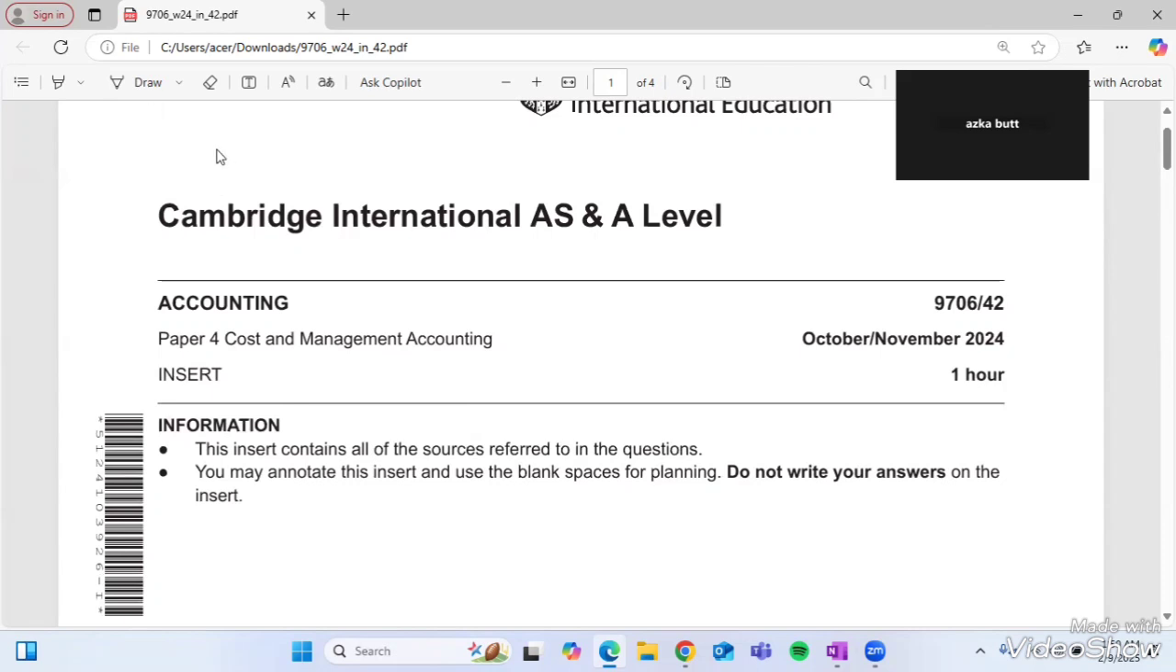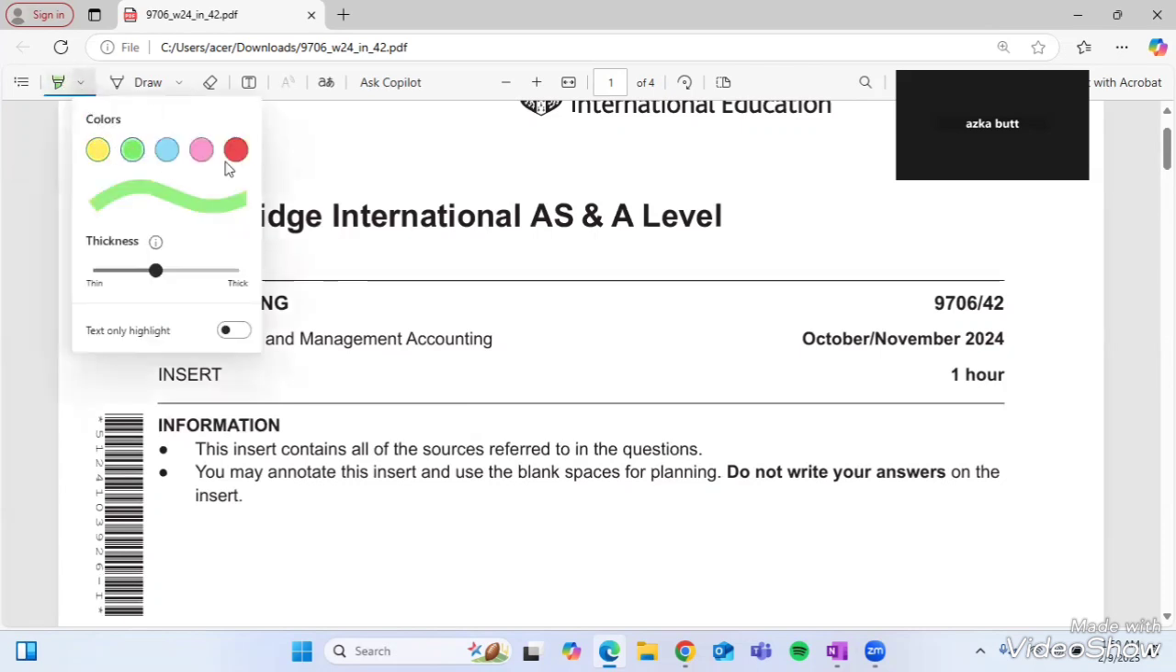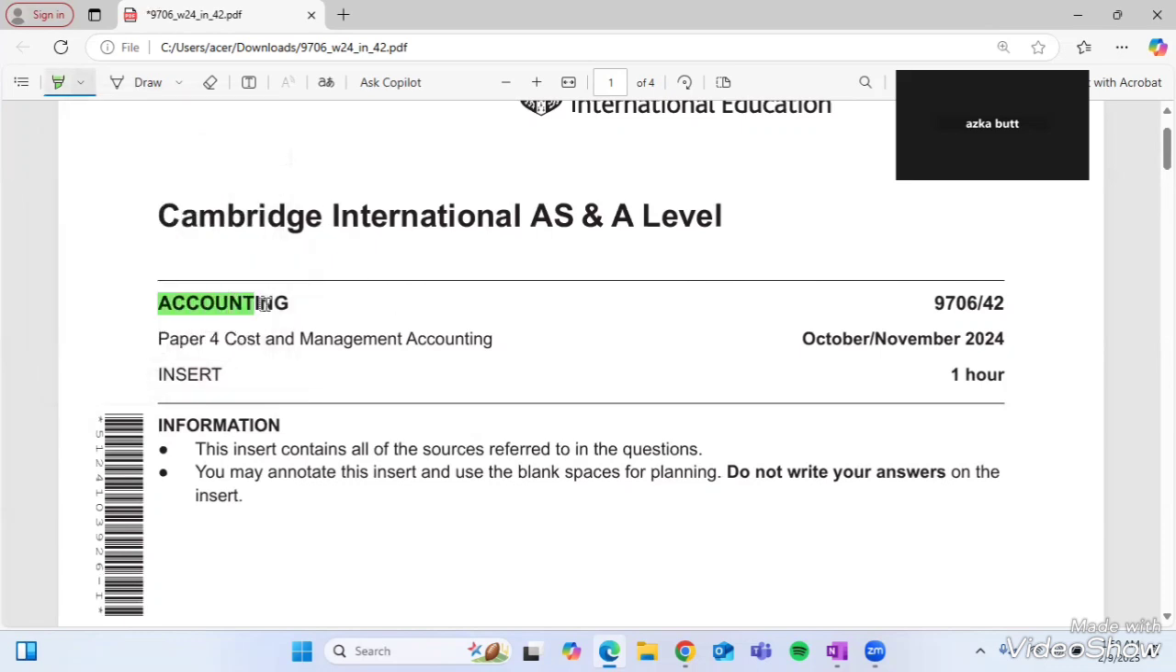Okay. So for today, we are going to solve this question, the paper for A levels accounting paper 4. This is cost and management accounting, and this is October-November 2024 series. Paper 4 variant 2, and we have 1 hour to complete the whole paper.